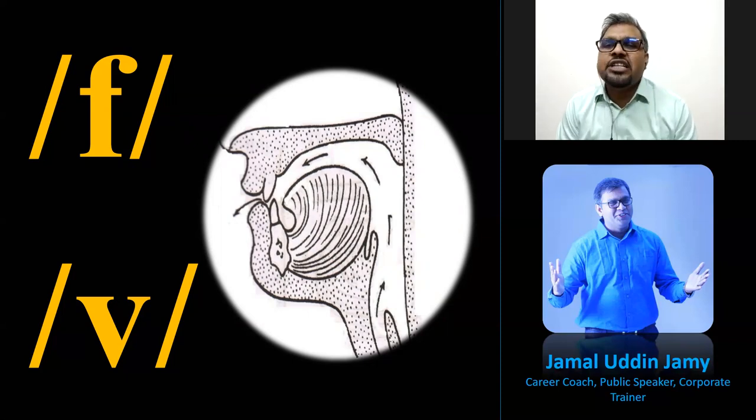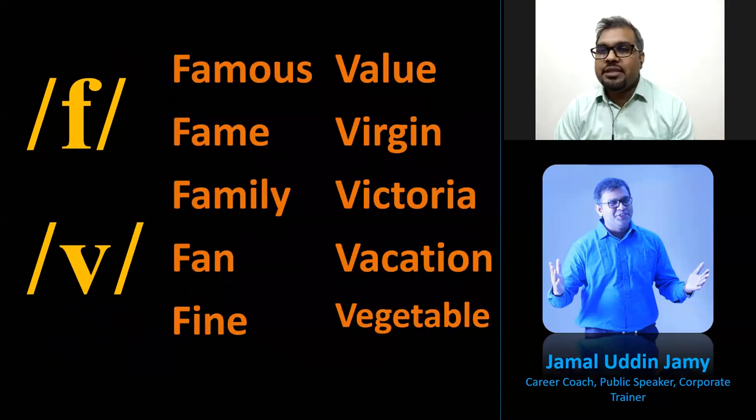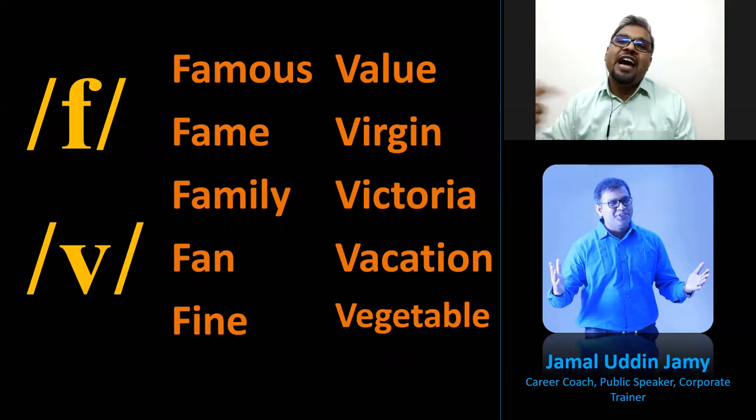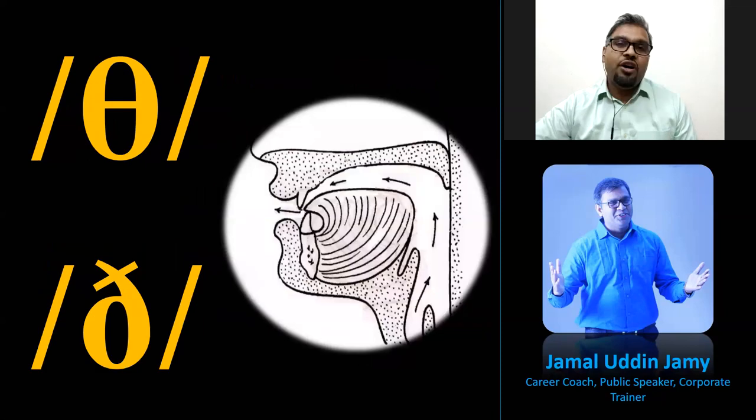The exact pronunciation will be f. Let's practice with some examples as well. Famous, fame, family, fan, fine. Vo: value, virgin, Victoria, vacation, vegetable. Famous, fame, family, fan, fine. Next one, interesting one.